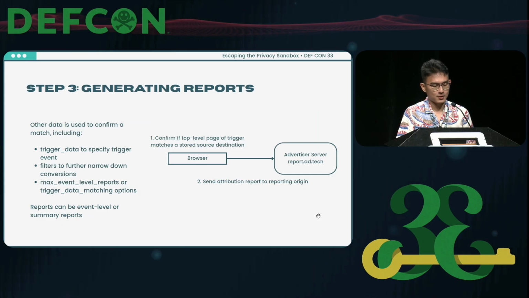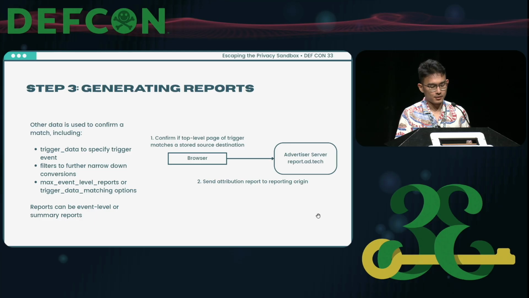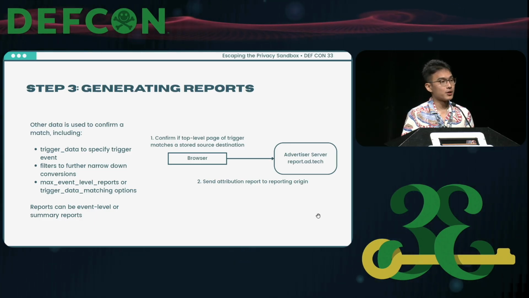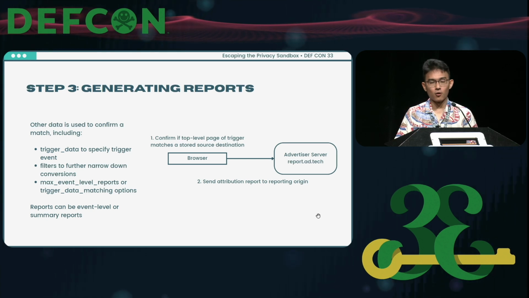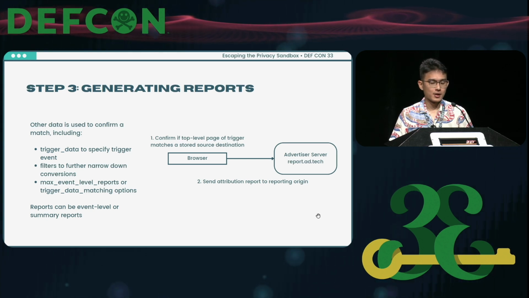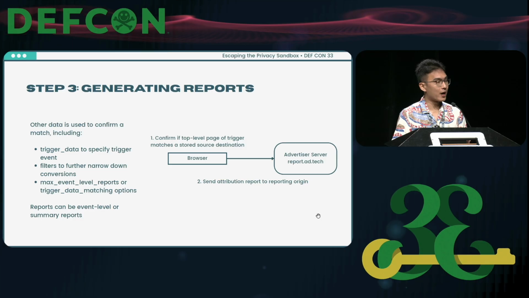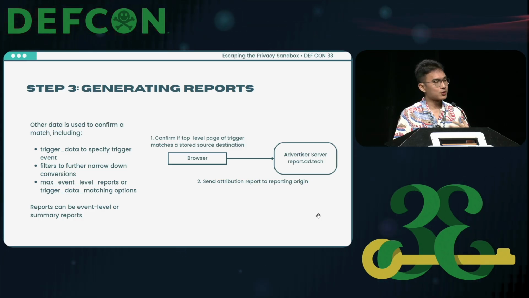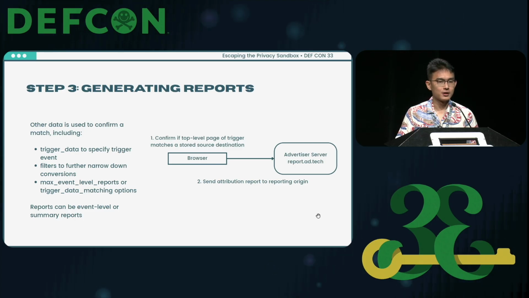And this is the last step. After you have registered the source and you perform a trigger, the browser is going to try to match that trigger with your source. So for example, you made a purchase after viewing an ad for Apple products. It's going to confirm if that happened by comparing the stored source in your browser storage. And it's going to use several other filters to confirm this. And it will then send an event level or summary report to the ad tech server telling them that, yes, a successful conversion had occurred.